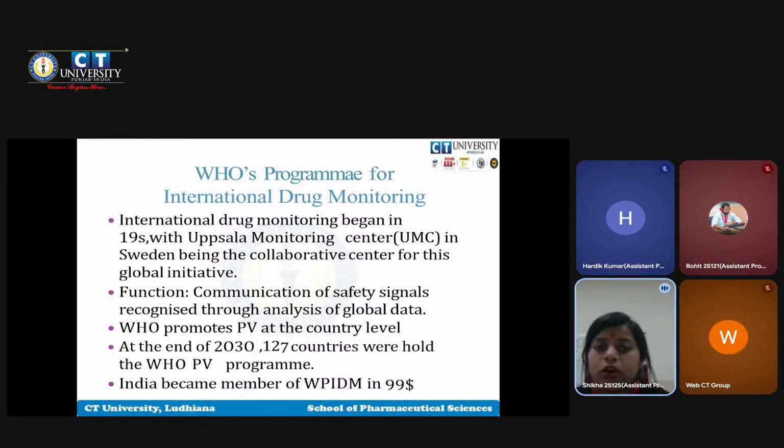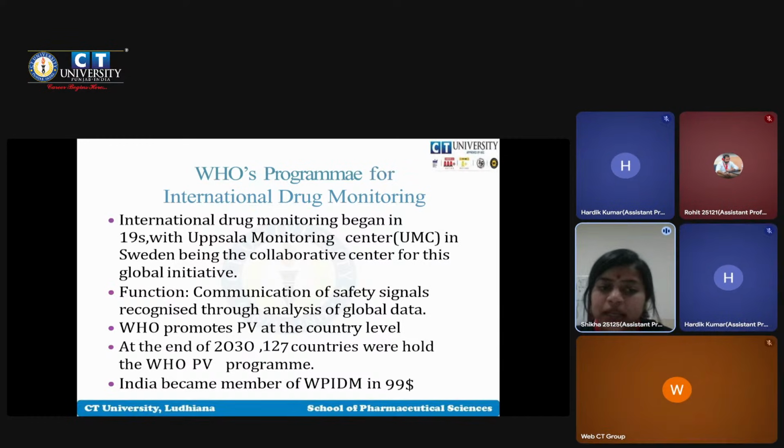Moving on to the slide, we know WHO's program for international drug monitoring. Drug monitoring was already going on, but internationally WHO also released a drug monitoring program. International drug monitoring began in the Uppsala Monitoring Center, that is UMC, in Sweden, which began as the collaborative center for this global initiative. Its function was the communication of safety signals.